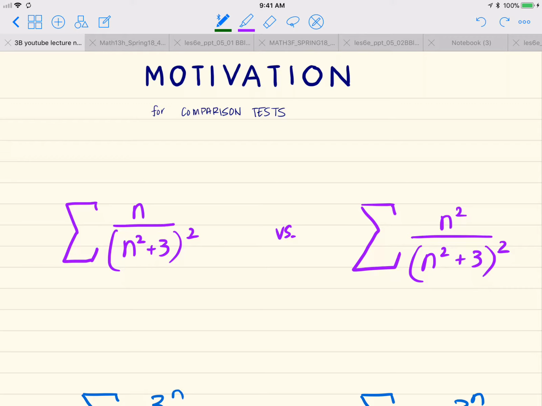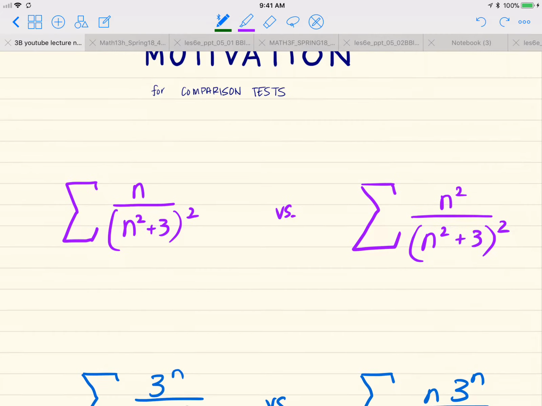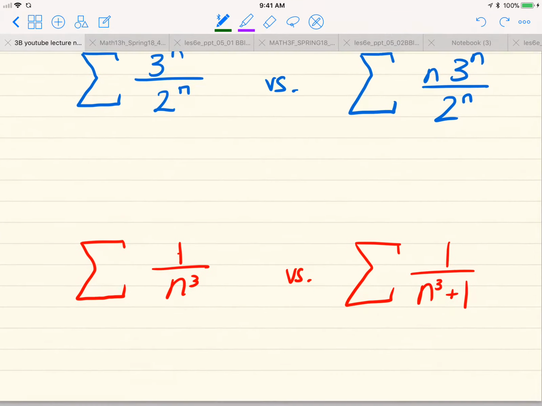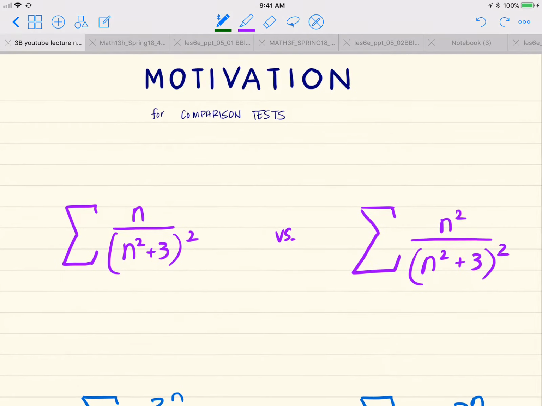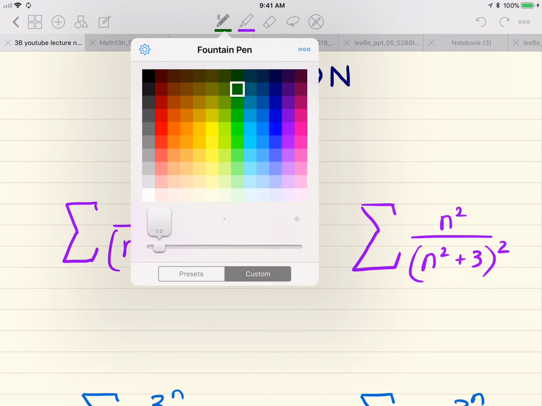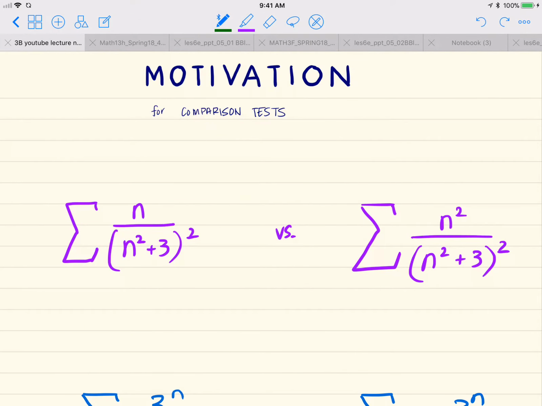Okay, I want to give a quick motivation for developing comparison tests. Let's look at this first. I've got three examples. Here's the first one in purple, then one in blue, and then one in red.